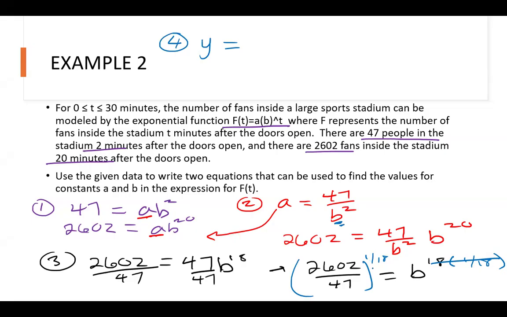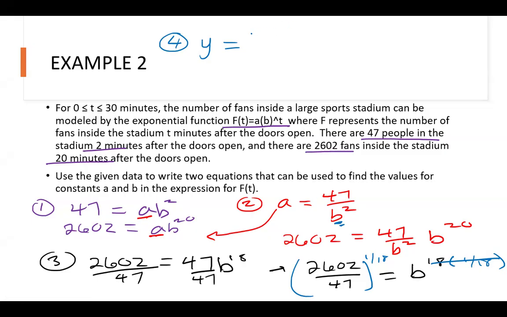Notice I'm emphasizing exact value. You want to use exact as much as you can all the way to the end so that your decimals are precise. Make sense? All right. So we're going to plug in our A, but instead of B, I'm plugging in what? 2,602 over 47 to the 1/18.